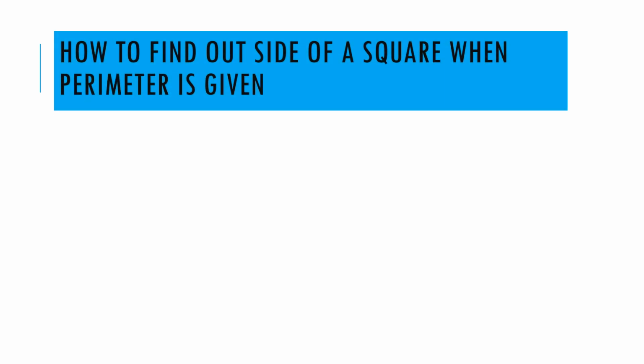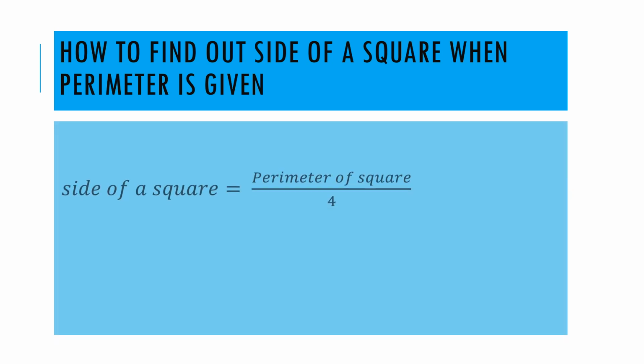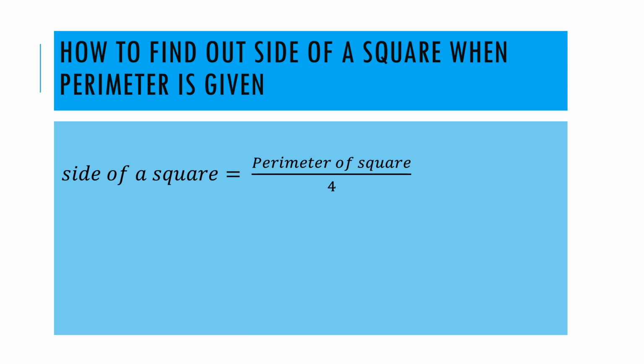How to find out the side of a square when perimeter is given? Formula: side of a square is equal to perimeter of a square upon 4. If you divide the perimeter of a square by 4, you get the side of a square.